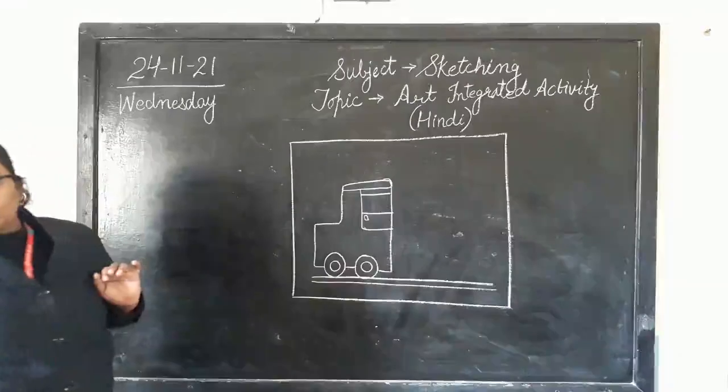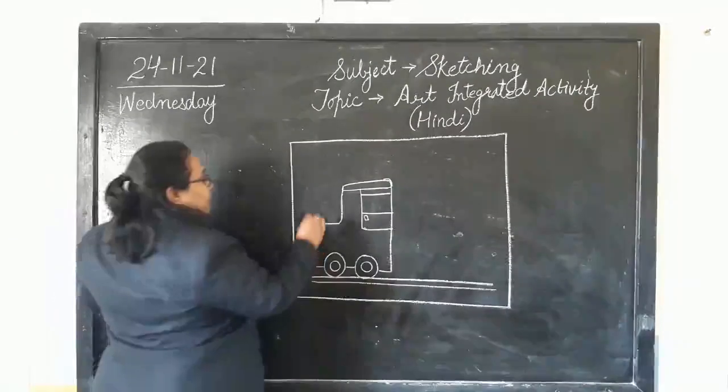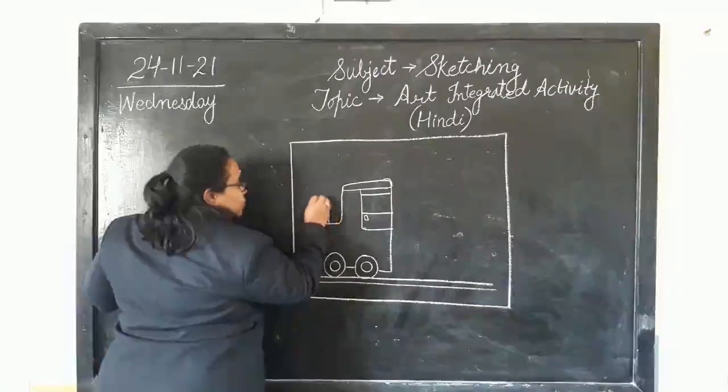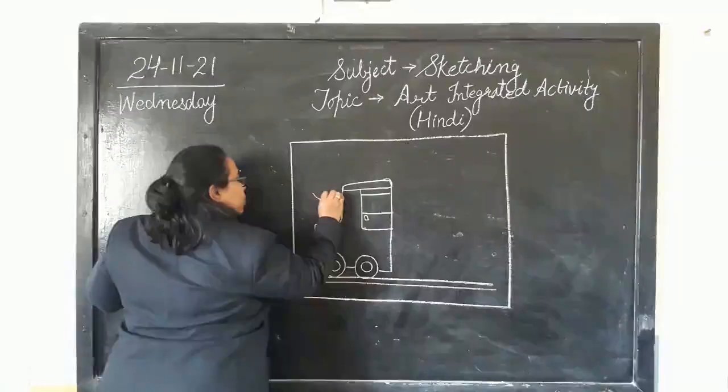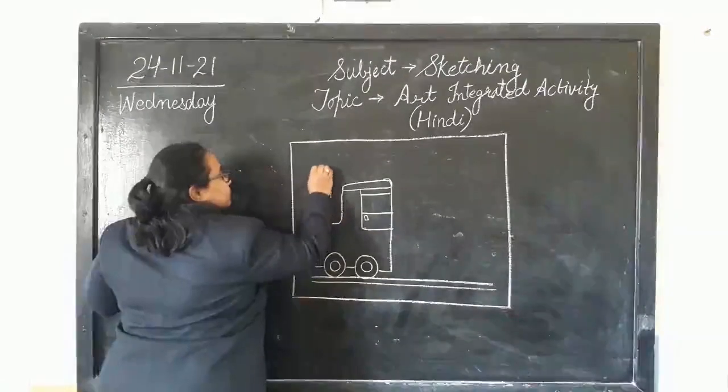So what is this? This is our engine. Clear? Now this engine has a chimney here, to let the smoke out of it.